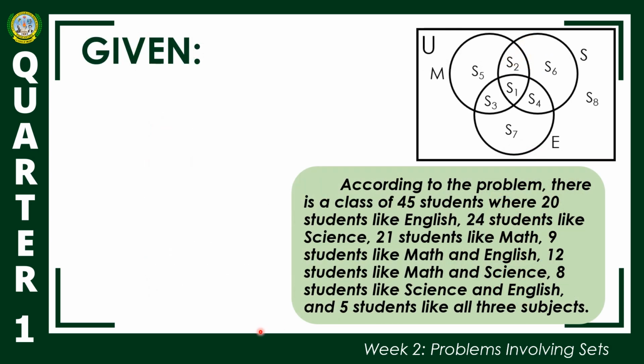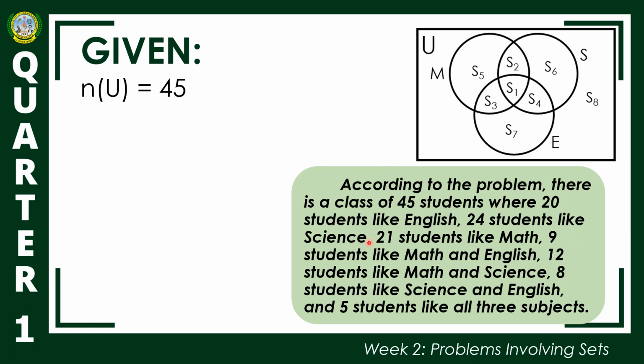Ang una muna natin gagawin is i-identify kung ano yung mga given values dun sa problem. According to the problem, there is a class of 45 students. Yung 45 na yun ay tumutukoy sa lahat ng students dun sa klase. In symbols po, ito yung universal set. So, the cardinality of U is 45.